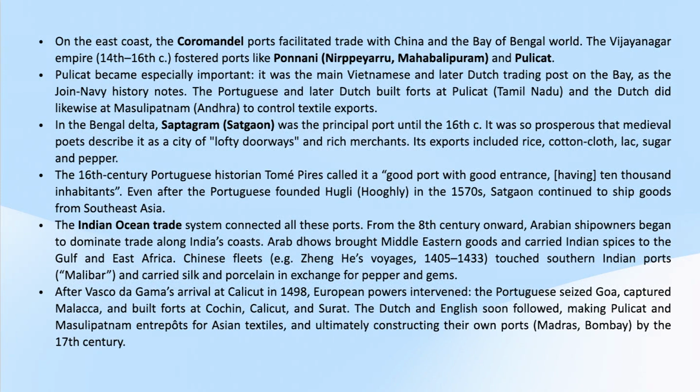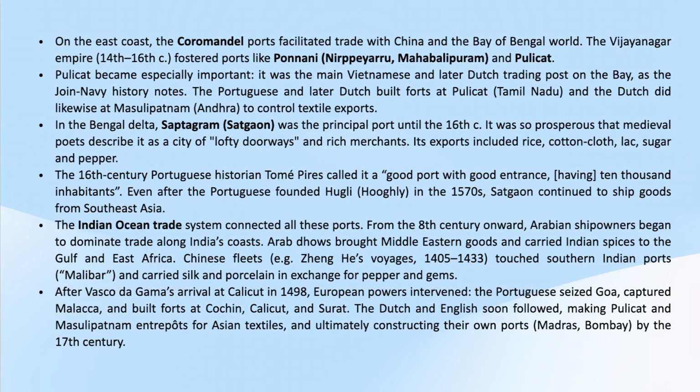So this extensive and exhaustive trade across different centers via the sea route and the riverine route led to the emergence of medieval maritime centers. These maritime centers functioned as important places, and cities grew along them, and they also functioned as important places of trade and power. On the eastern coast, the Coromandel ports facilitated trade with China and the Bay of Bengal. The Vijayanagar Empire fostered ports like Ponnai and Pulikat. Pulikat became especially important. It was the main Vietnamese and later Dutch trading port on the Bay of Bengal.